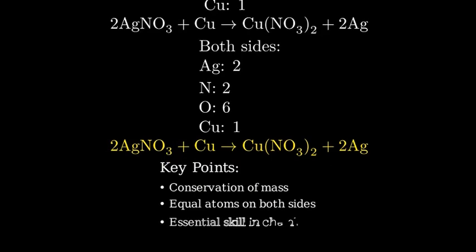Remember, balancing chemical equations is crucial in chemistry as it ensures that mass is conserved in chemical reactions. The number of atoms of each element must be the same on both sides of the equation. This skill will be essential as you progress in your chemistry studies.